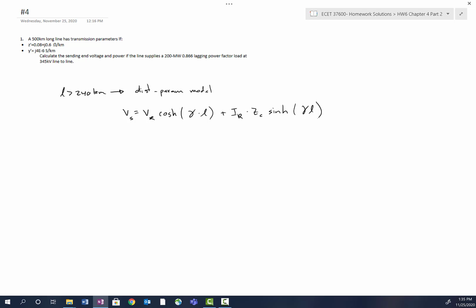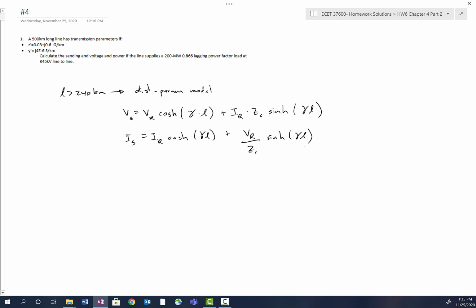Vs is the source. That's what S stands for, source. Is is the input or source current to the line. That's equal to the output or receiving current of the line times the hyperbolic cosine of the gamma L product, plus the voltage at the output end or load end of the line, divided by the characteristic impedance of the transmission line, Z sub C, times the hyperbolic sine of gamma L. So those are the governing equations for the transmission line.